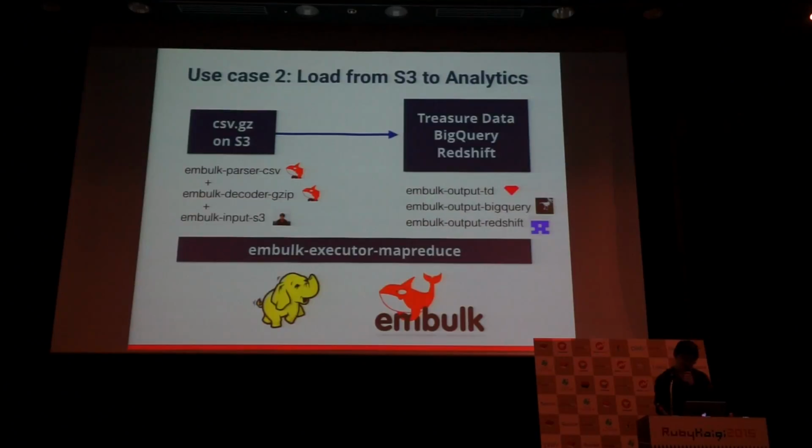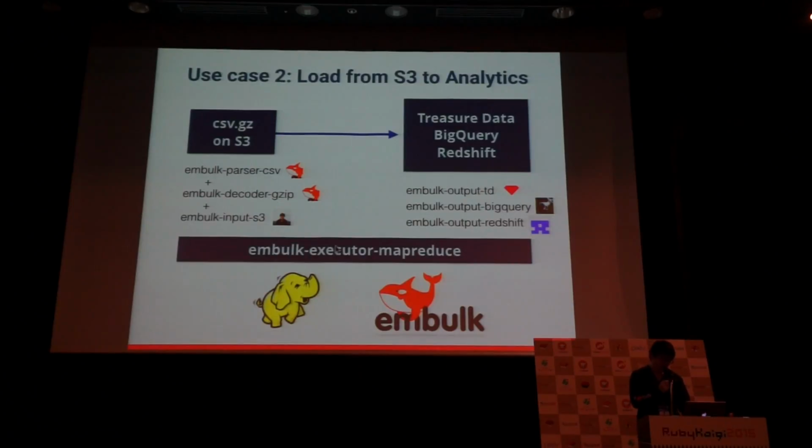Other plugins are like this. So you have a CSV file compressed on S3. Maybe it's hundreds of gigabytes of data. Then you use the CSV parser plugin, the gzip decoder plugin, and the S3 input plugin. You also use an output plugin for data analytics. Treasure Data provides data analytics. So using this plugin, you can copy those data to make it queryable. There's also another plugin called BigQuery to put the data into BigQuery or Redshift.